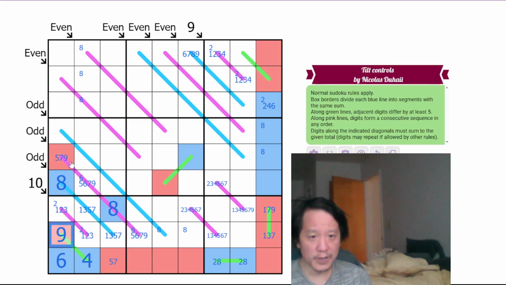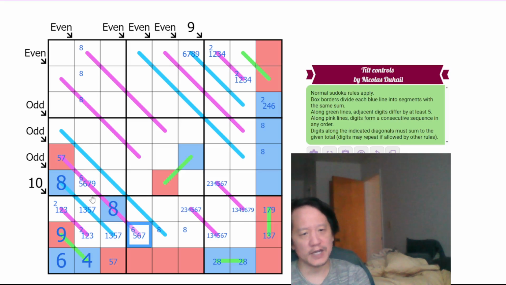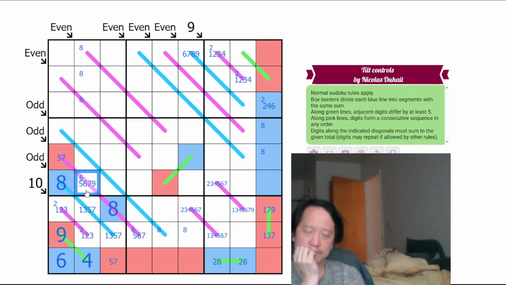Oh, 9 eliminates 9 here. Oh, 9 eliminates 9 here also. So if there's a 9, it has to be there. Interesting. That doesn't tell us much. Oh, we know these are odd digits.